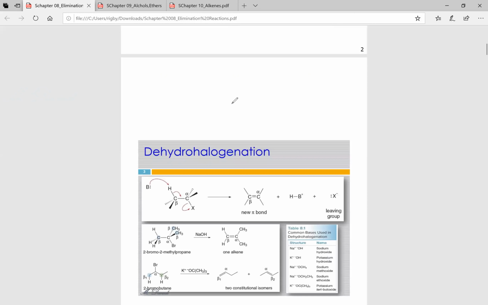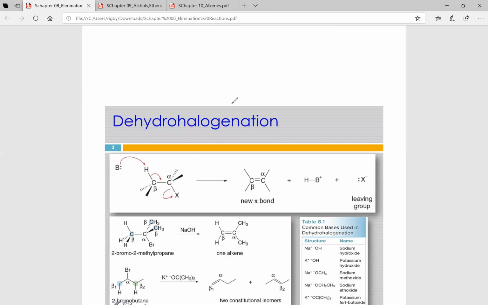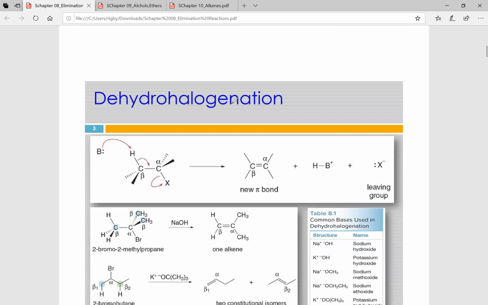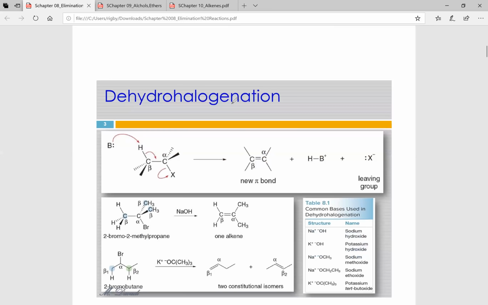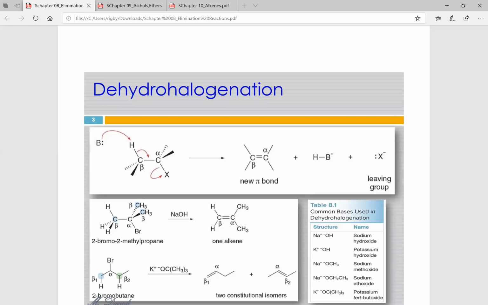Okay, so when we're talking about alkyl halides in elimination, we'll be talking about something called dehydrohalogenation, and all that we need to know about this reaction is in the name. D means we're losing something. Hydro means hydrogen. Halogen means we're losing a halogen. So we're losing a hydrogen and a halogen, and the halogen is going to be our leaving group, so right here, and then we're losing a hydrogen due to our base, so it's dehydrohalogenation.